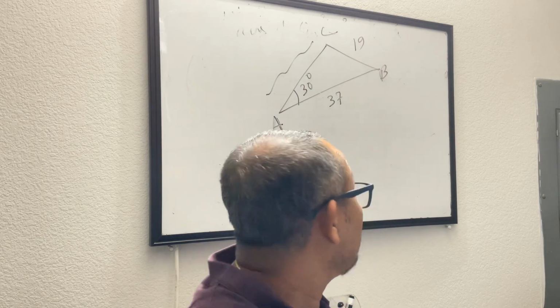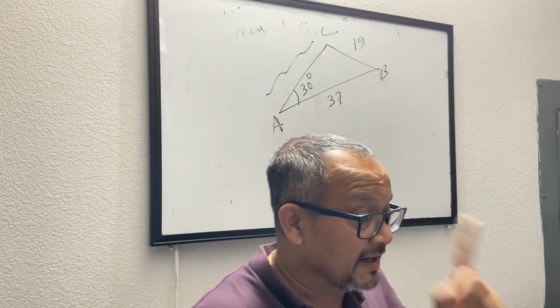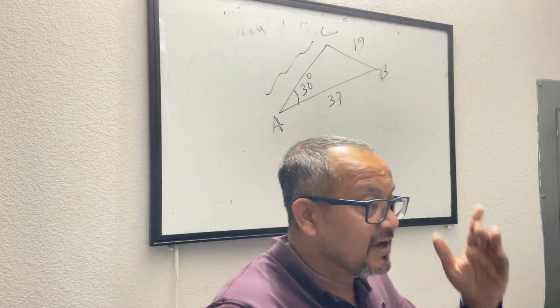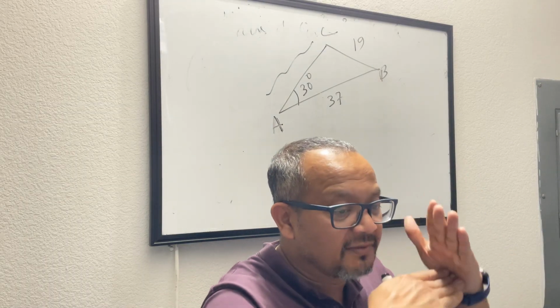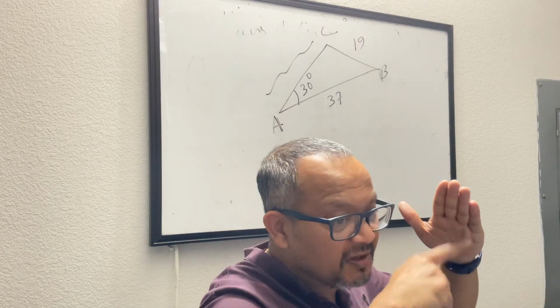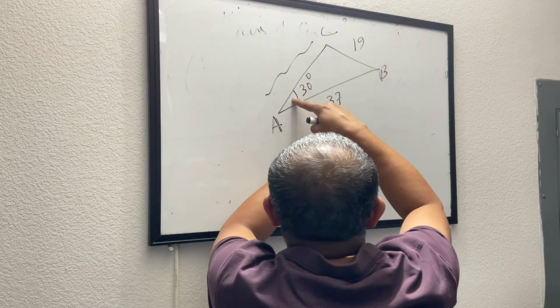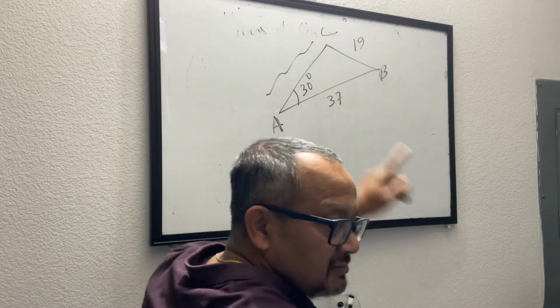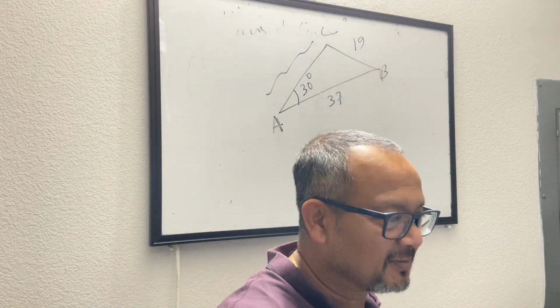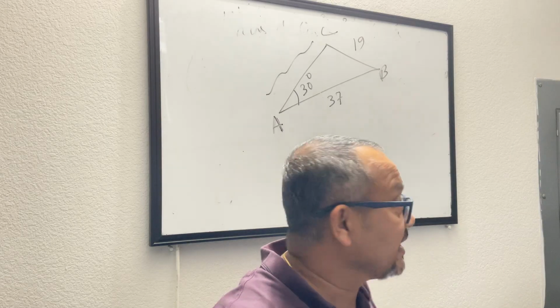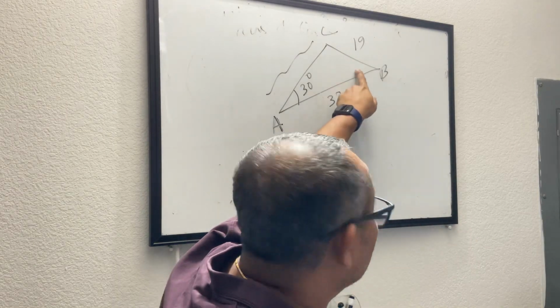Would it be law of sine? See, remember this hack. You will use law of cosine when you have two sides and the angle between them known to you. You have these two sides known to you and this angle. This is not in between these two sides. Rule it out. And you will not use law of cosine till you figure out this angle.